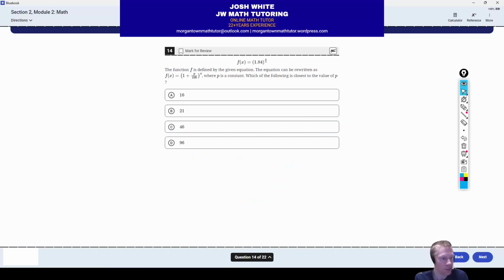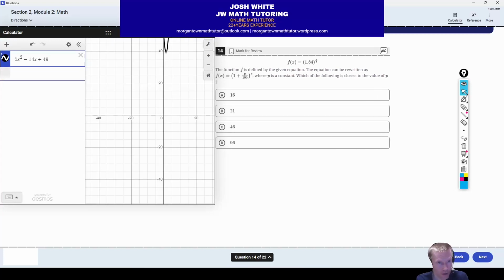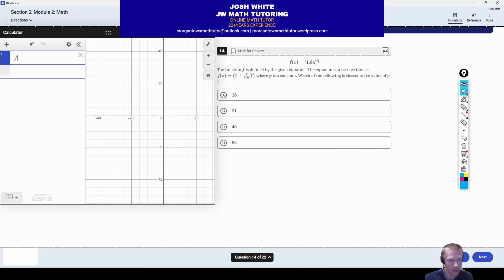All right, next up, question number 14. So here we have a question that deals with an exponential function. There are two ways to solve this. One way is just straight back solving using Desmos, and I will probably do that way first. And then after that, I'll show you how you could technically also use picking numbers. So you're given this general function. So let's go to Desmos.